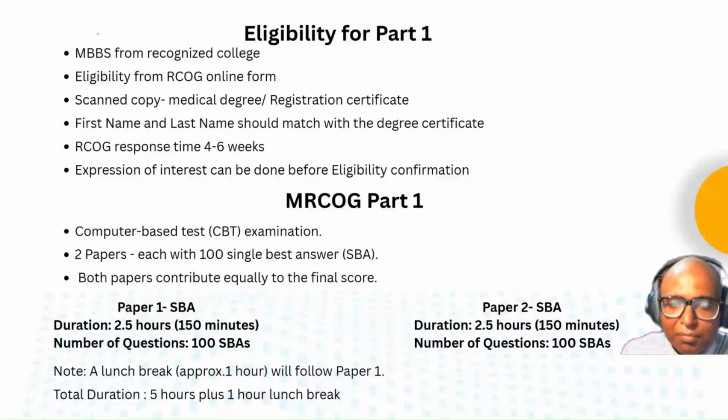Paper 1 will have a duration of 2.5 hours, that is 150 minutes, and you will have 100 single best answer questions. Paper 2 will also be 2.5 hours, that is 150 minutes, with 100 single best answer questions. There will be a lunch break of 1 hour between paper 1 and paper 2. So in total it is almost 6 hours of examination, 5 hours plus 1 hour of lunch break. You need to sit patiently in front of the computer and solve these SBAs.